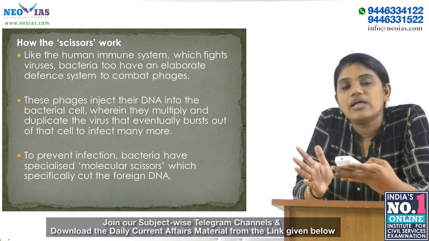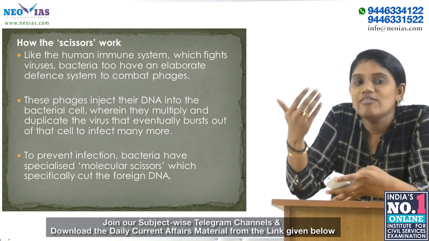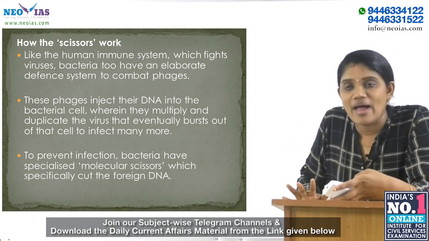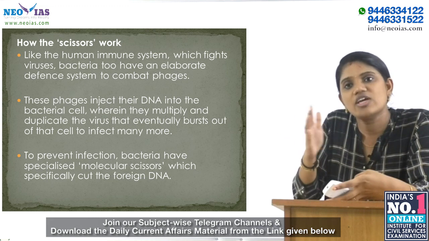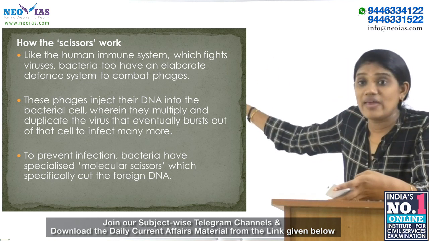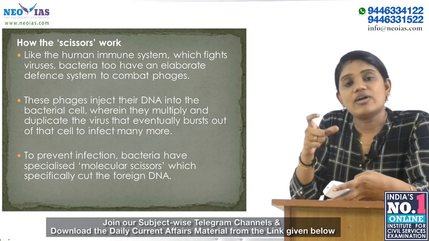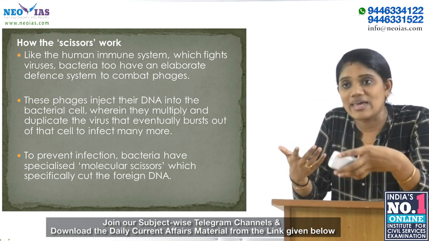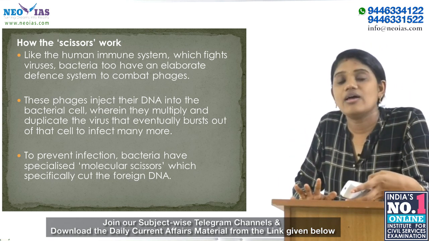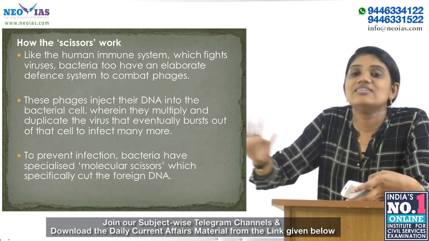We know the human immune system fights against viruses and bacteria. Similarly, bacteria have an elaborate defense system to combat these phages, that means the viruses which infect bacterial cells. What happens is that these phages inject their DNA into the bacterial cell, where they multiply and duplicate the virus, and eventually it bursts out of that cell and, as a result, the infection spreads, or we can say it infects many other cells.